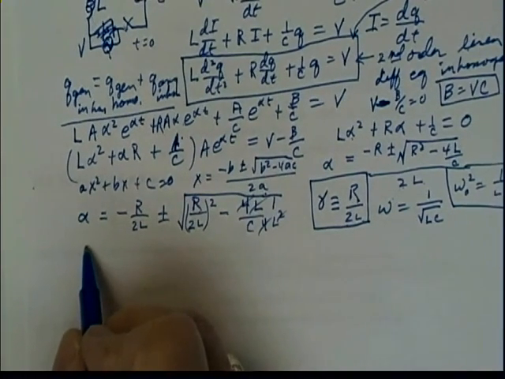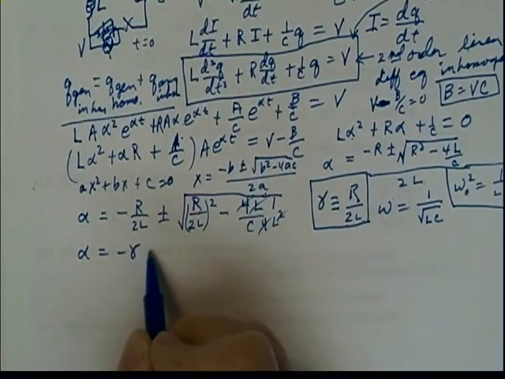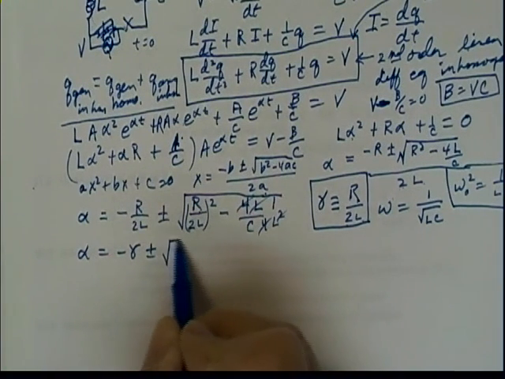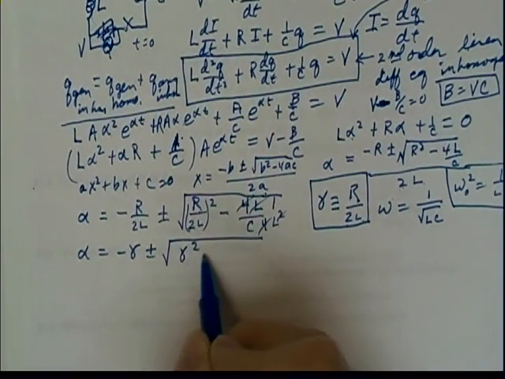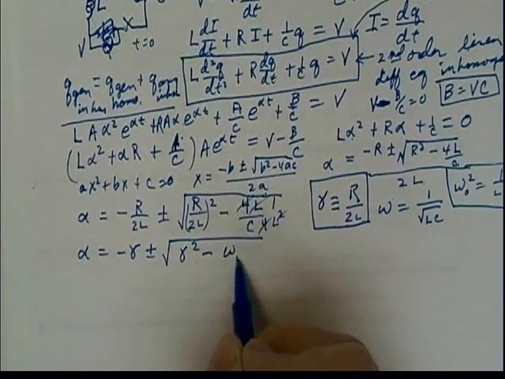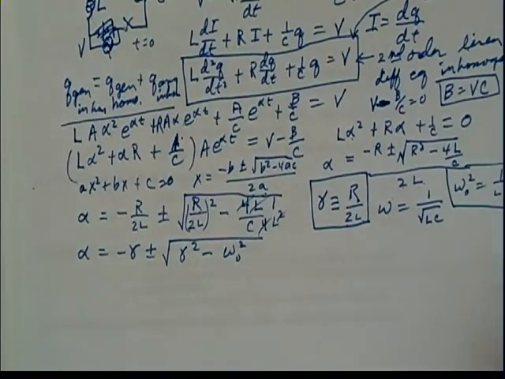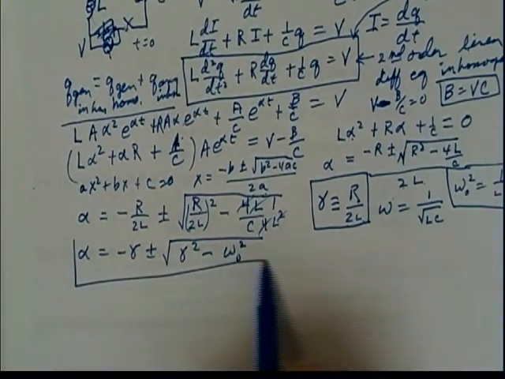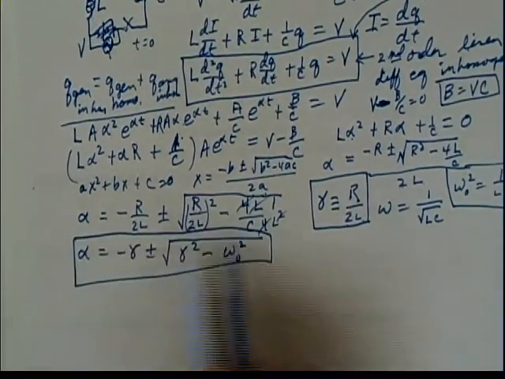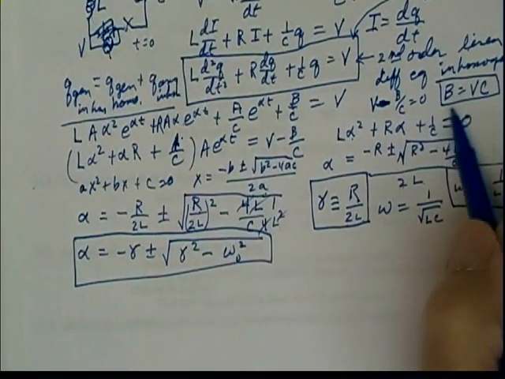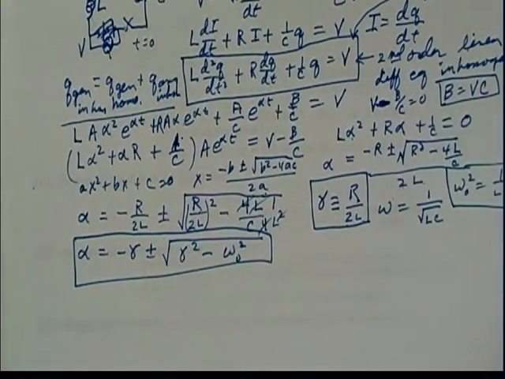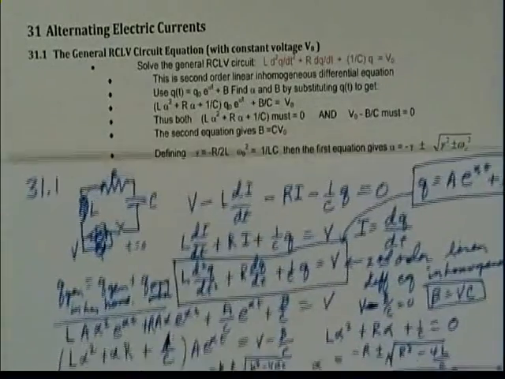And so now what we find is our alpha is equal to minus gamma plus or minus the square root of gamma squared minus omega naught squared. Because I've defined omega naught squared as 1 over LC. This is what alpha has to be in order for this to be a solution, and this is what B has to be. A can be anything, and it's defined by what is called the initial conditions.